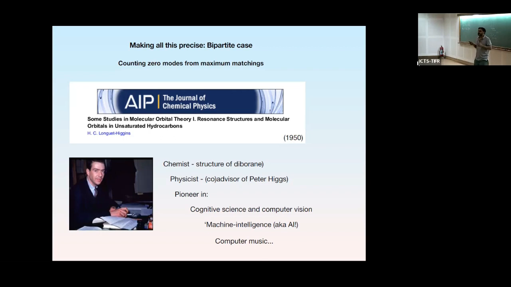So of course, to be more precise is beyond my ability alone. I have to stand on the shoulders of very big people, the first of which is Longuet Higgins, about whom I must confess, I knew nothing until I encountered him in this context. But in 1950, he wrote a paper, Some Studies in Molecular Orbital Theory, where he's looking at which benzene-like molecules have local moments. And he's doing molecular orbital theory. And the question reduces to finding whether or not there are zero modes of some mixing matrix. And all this I got out of his Wikipedia page. It's quite amazing.